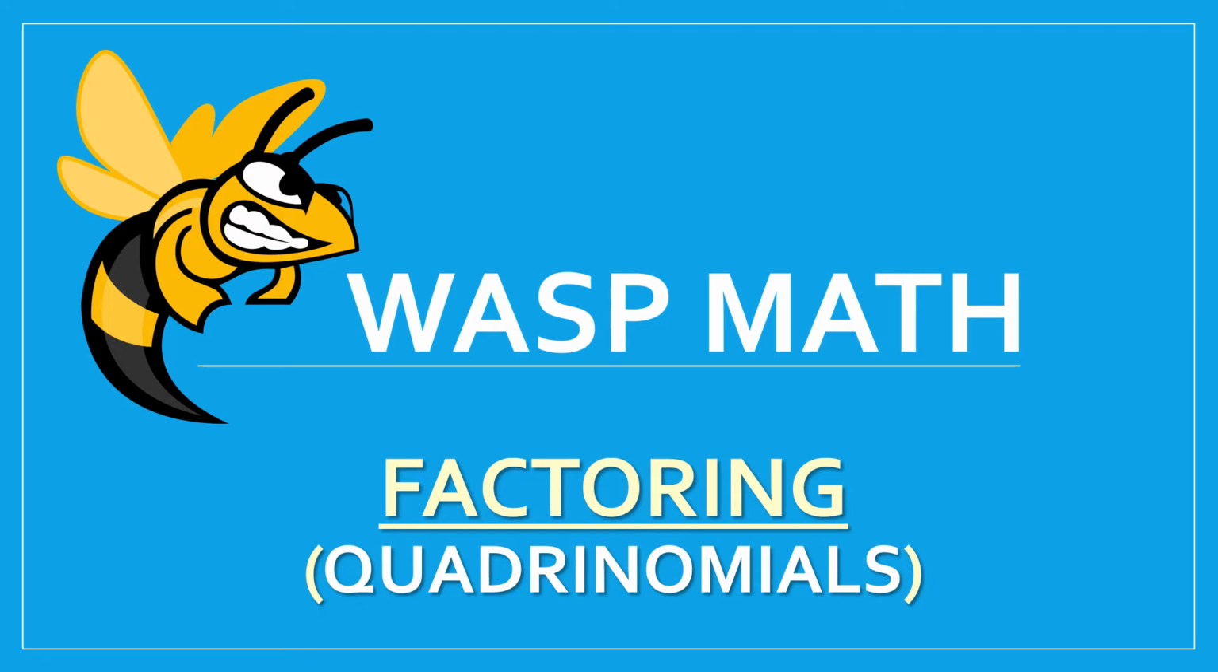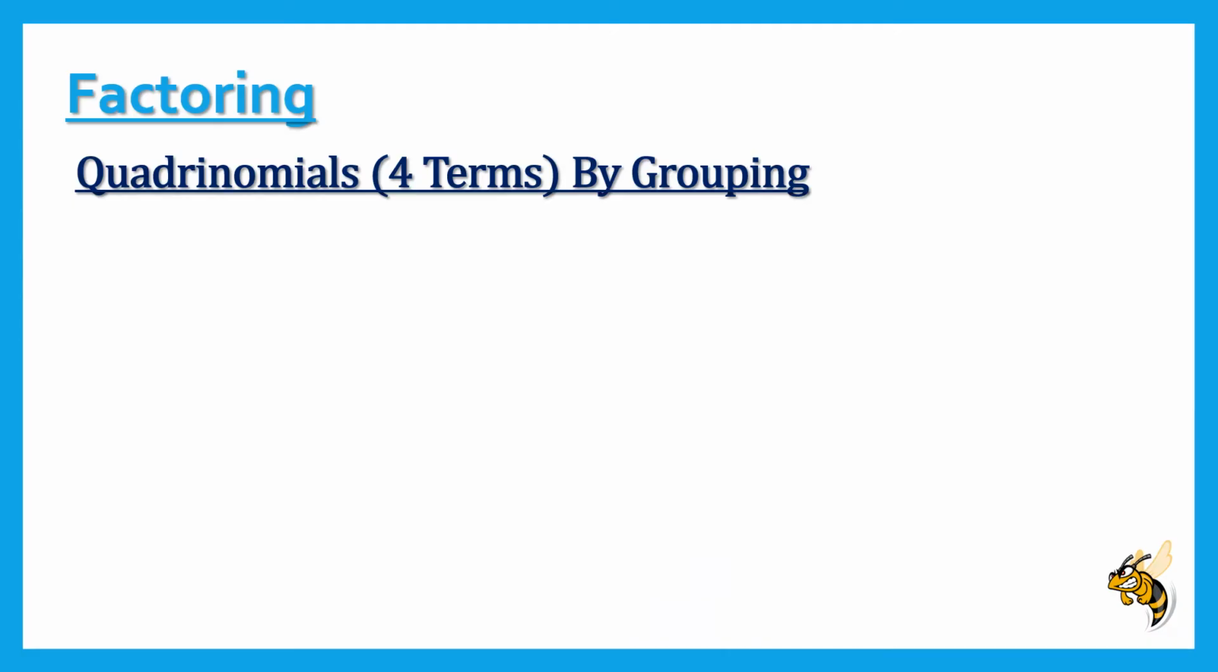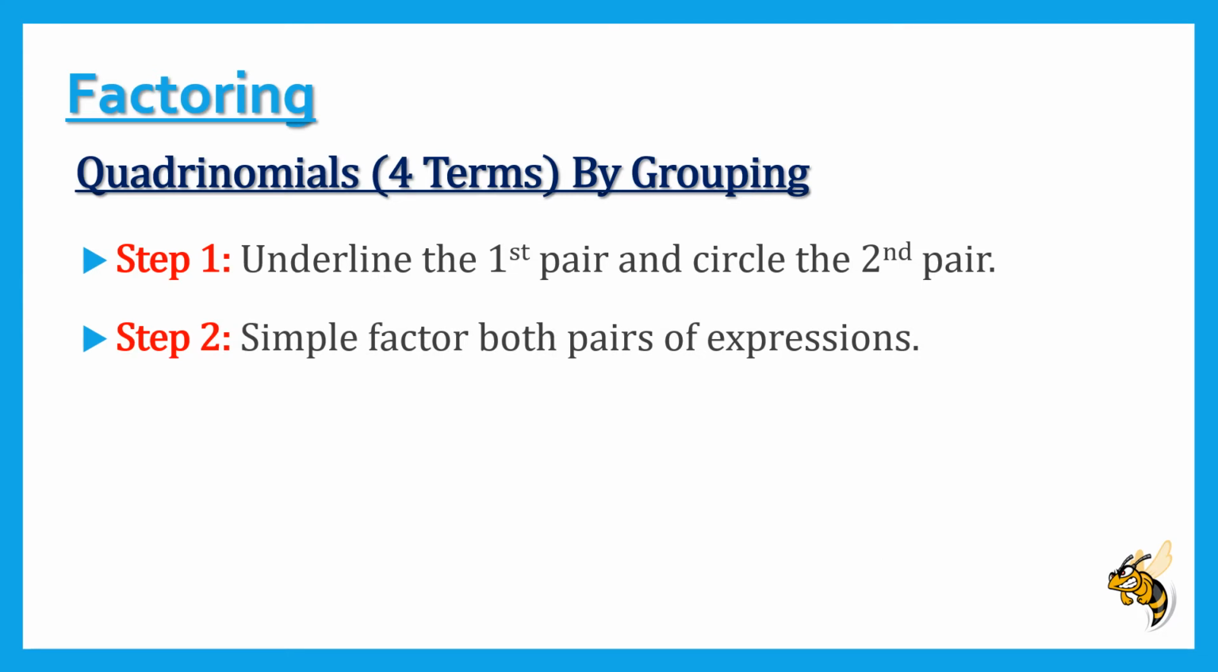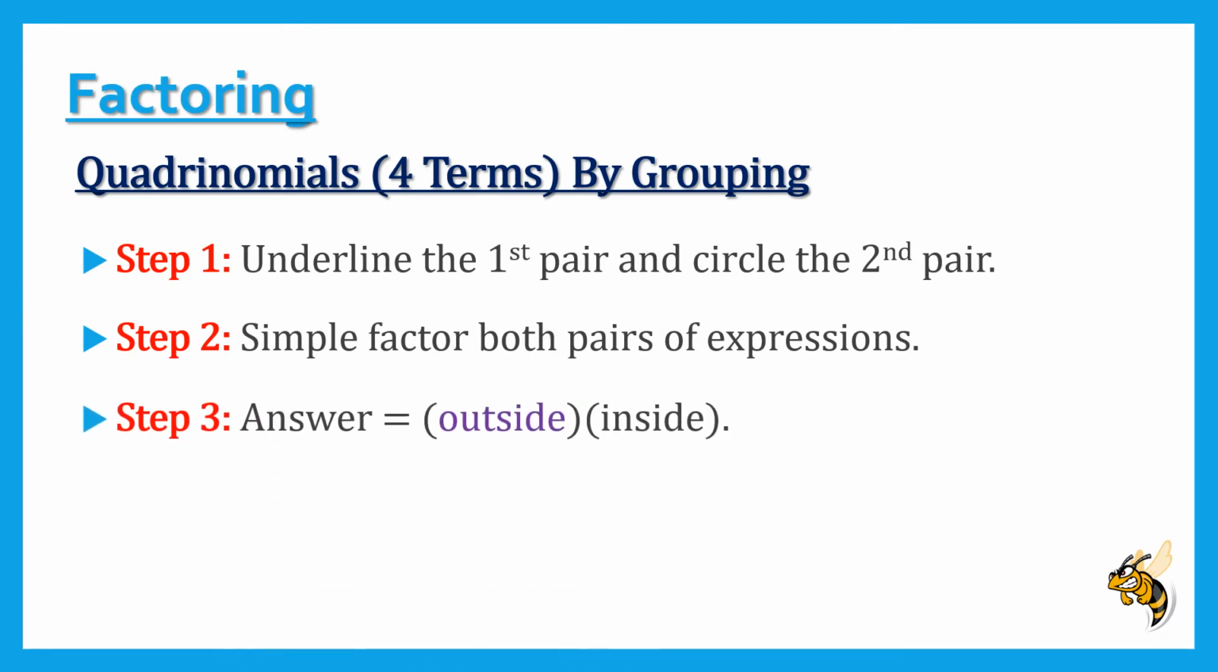This video will focus on factoring with an emphasis on quadrinomials. Quadrinomials are four terms and we're going to factor them by grouping. Step 1. Underline the first pair and circle the second pair. Step 2. Simple factor both pairs of expressions. Step 3. Your answer will be in the format of outside times inside.